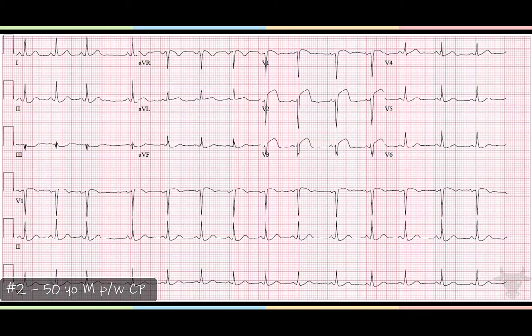Now that we're crawling, I think it's time to walk. Okay. You ready? All right. Yeah. All right. So this is a 50-year-old male that presented with chest pain. Go for it, John. Okay. You go again. Me again. All right.